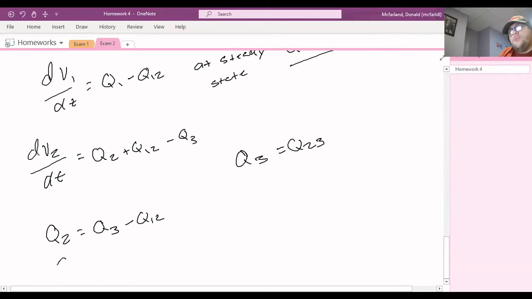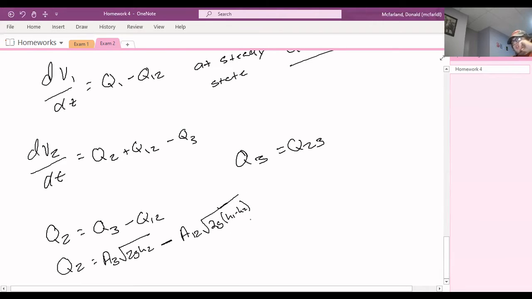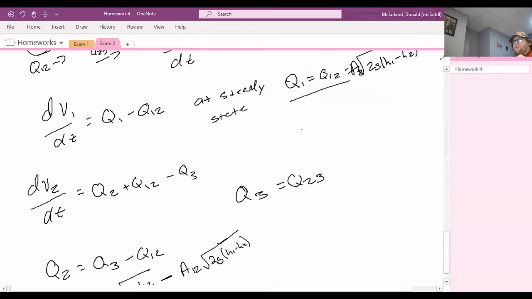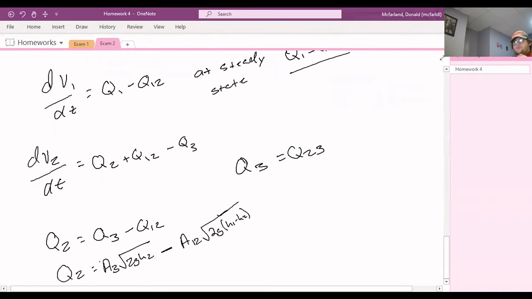So what happens now is we have Q2 is equal to area of the pipe 3 times square root of 2GH2 minus cross-sectional area of pipe 1, 2 multiplied by square root of 2G times H1 minus H2. So there we have our equations for steady state flow rates for Q1 and Q2. However, our problem doesn't stop here.